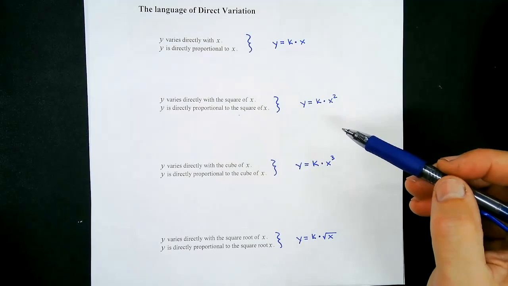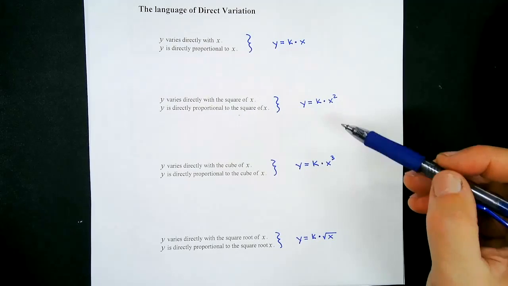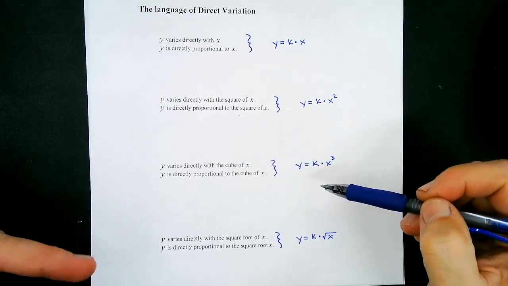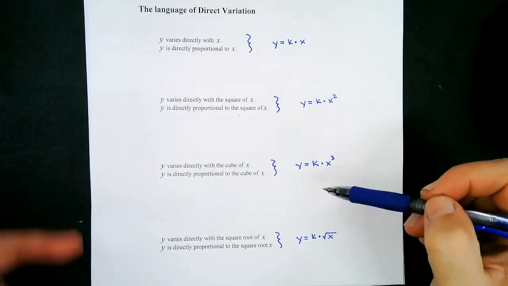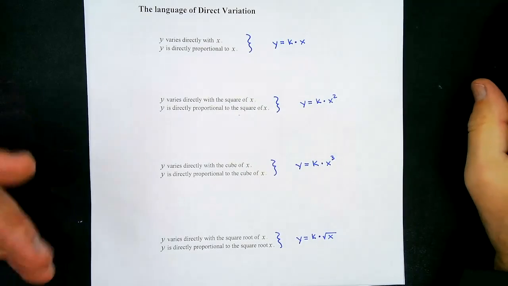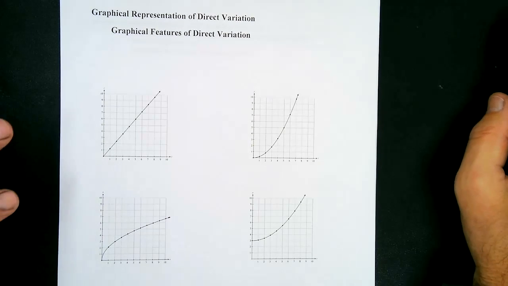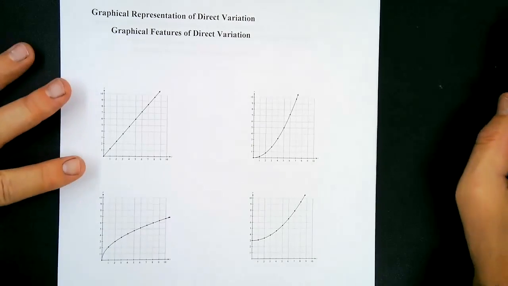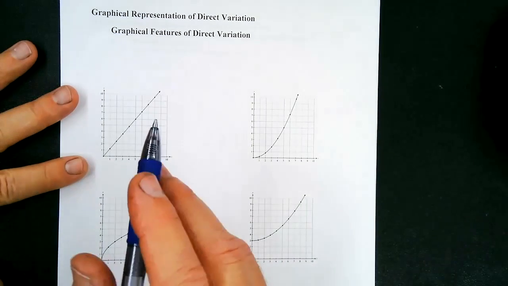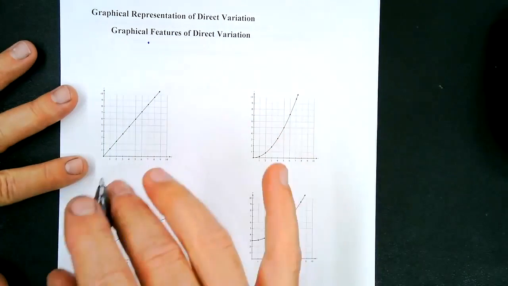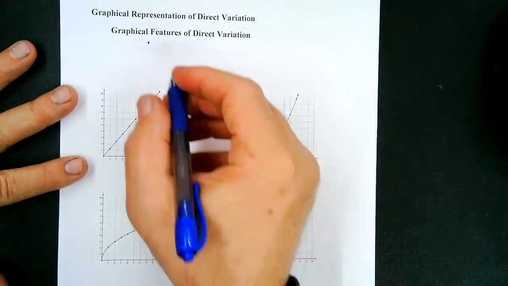So the next thing I want to do is go into, okay, what is the graph of all of these relationships? What do they all have in common? They have a couple features that all of them have in common. Let's talk about that. So let's turn our page. What I want to do is look at these graphs and what are the features that cause us to know it's direct variation, okay? There are two features of it, okay? When it's direct variation, the graph will pass through the origin.